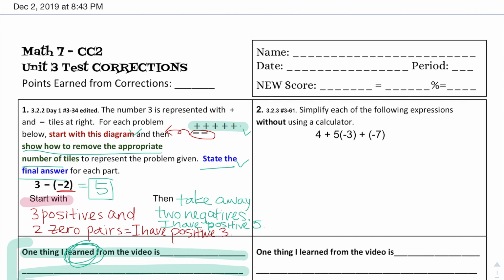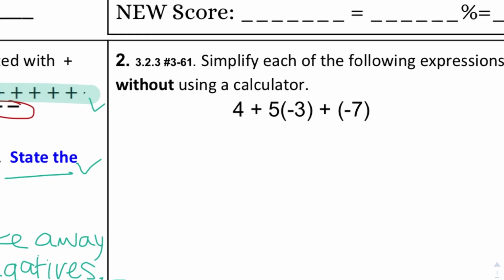This is Unit 3, Test Corrections for Math 7, number 2. Simplify each of the following expressions without using a calculator. So we needed to make sure that we are solving this piece by piece. And I did go over how to do that on your practice test. And hopefully you kept up with what you were supposed to do.